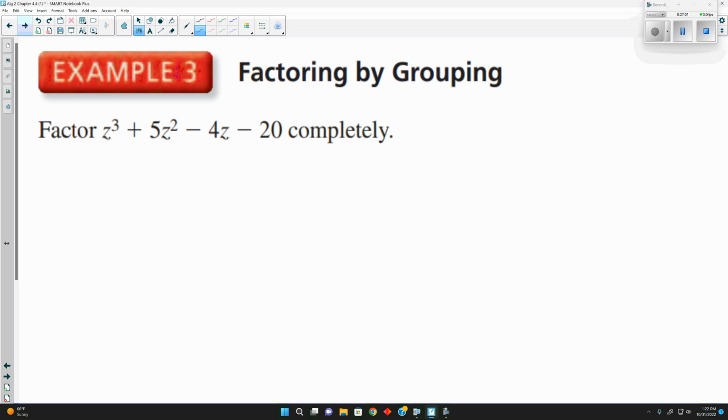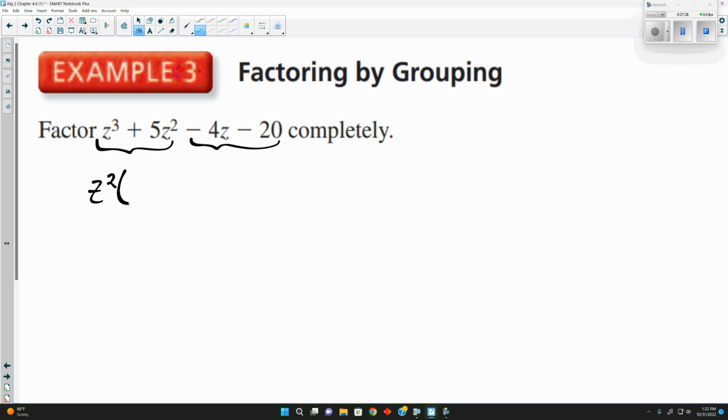Now, when we do this here, we're used to factoring out a greatest common factor from every single term. But there's a little trick we can do, and we can pair them up into an even number of pairs. So here we can do 2 and 2. And what I'm going to look at first is these two terms here. Is there a greatest common factor between z to the third and 5z squared? Z squared. And I'm going to factor it out.